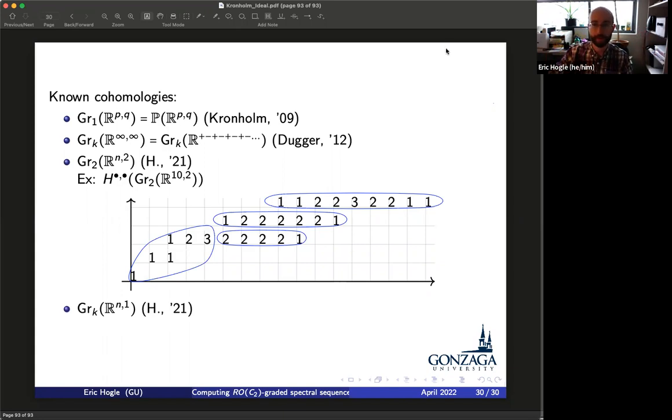So for example, I'm currently trying to write a program that will use this Kronholm idea to figure out the next thing that I don't know, which is just Gr3, R^6. It's just a little 9-dimensional manifold with an action by C2, and we don't know its cohomology. So.